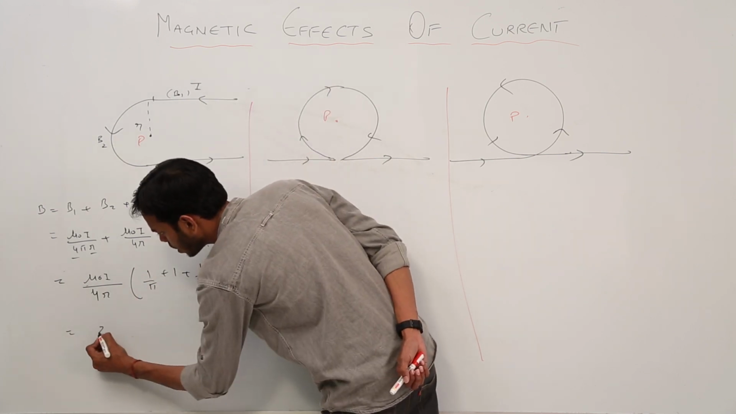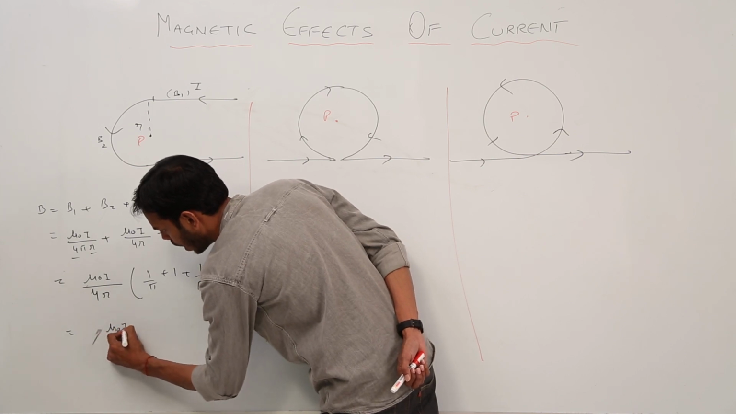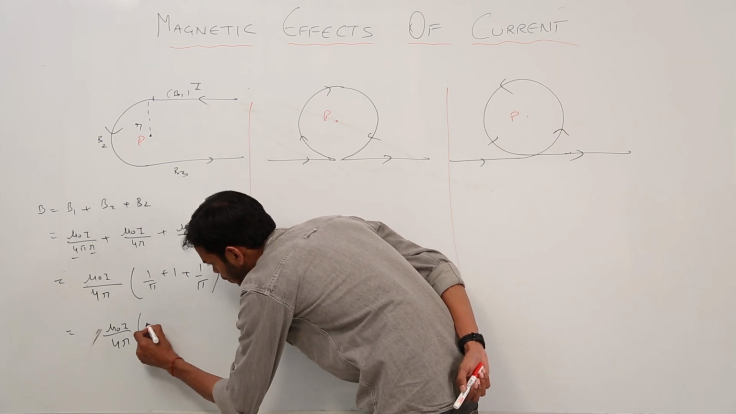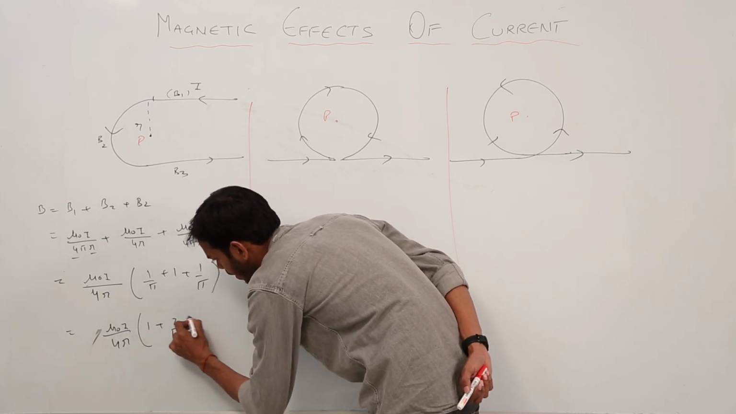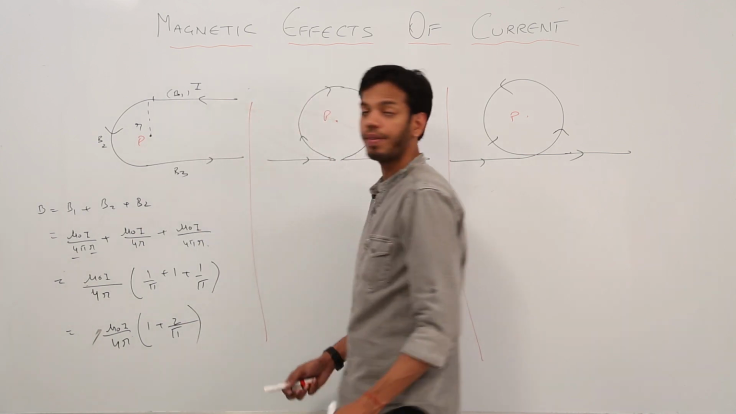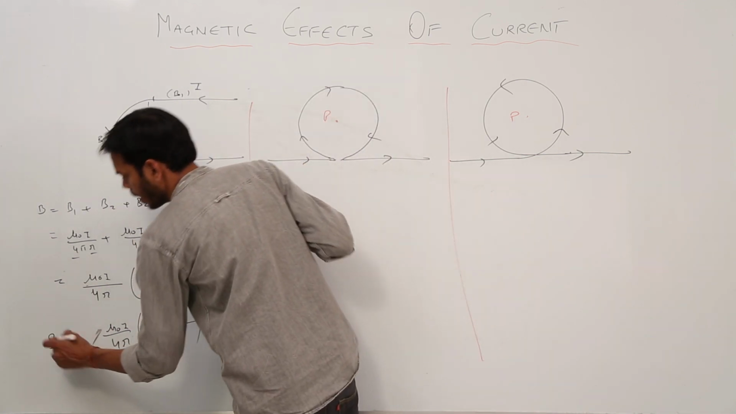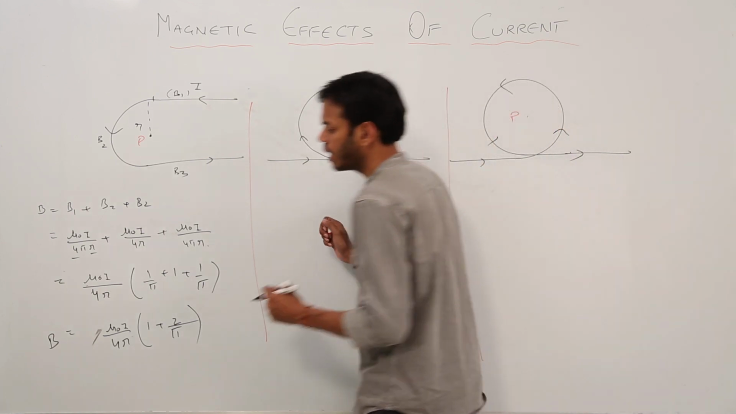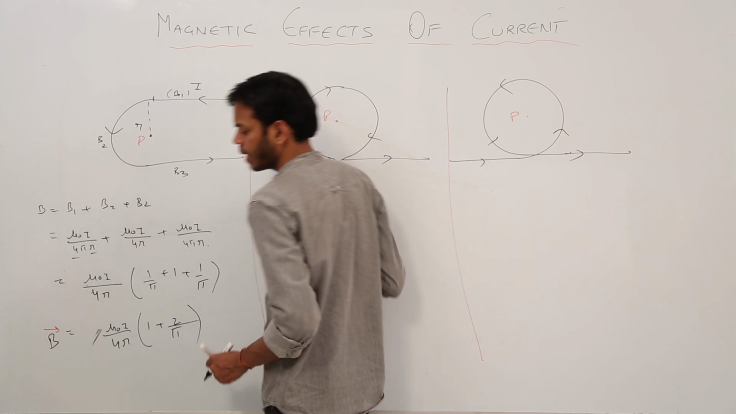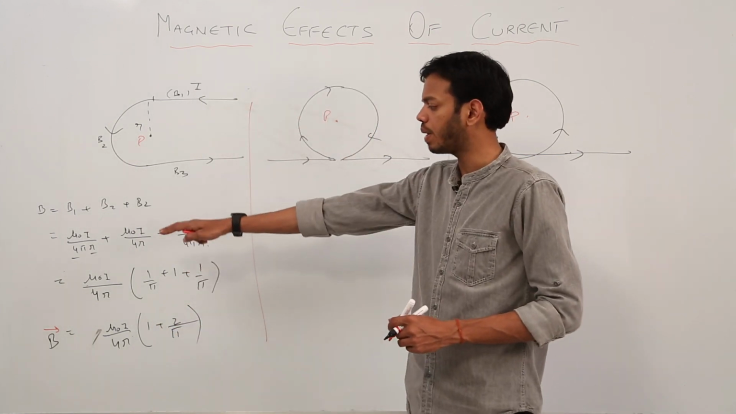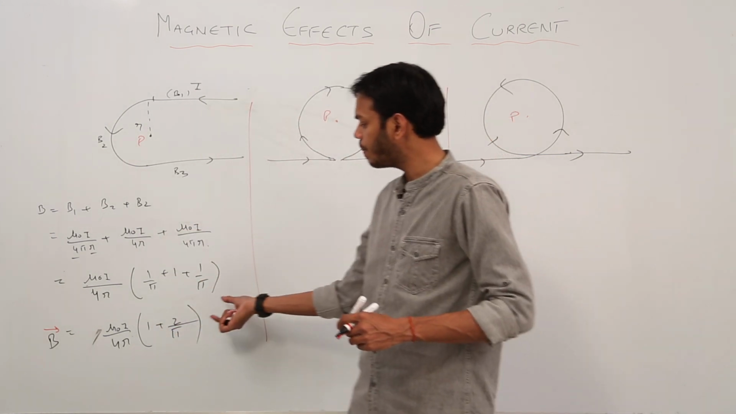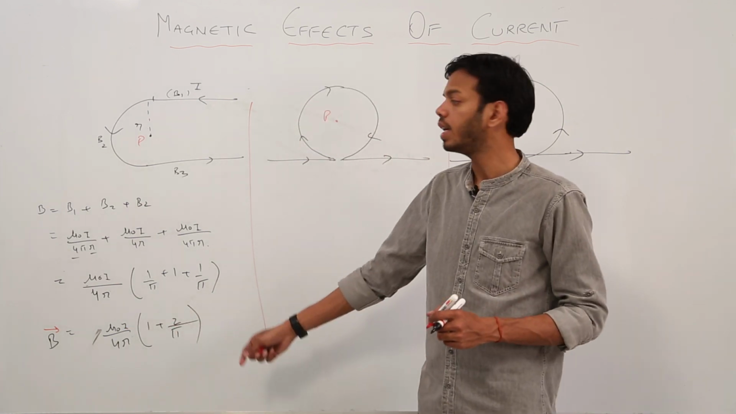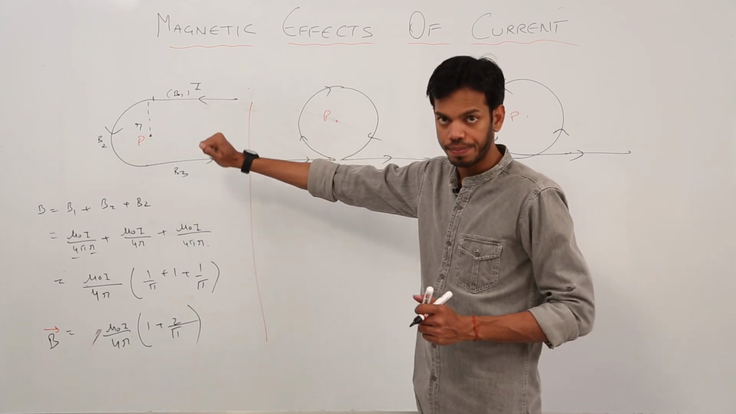So this is my final answer, mu naught I upon 4r into (1 plus 2 upon pi). This is my final answer. This is the magnetic field. And if you want to represent the direction as well, I am representing it in vector form. So what will be the quantity I will be adding here to make this whole thing a vector? I will be adding the direction, and the direction will be i cap, right?